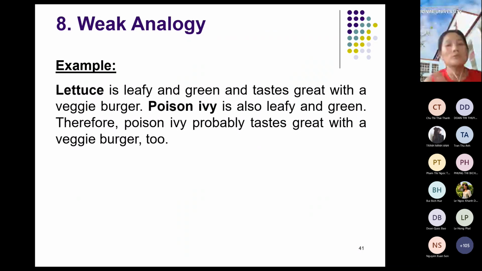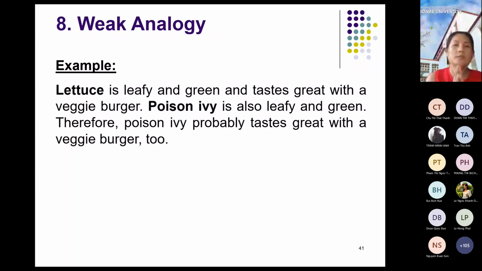You can Google and see what poison ivy means, but for sure the name is like that and it is not edible. But lettuce is something for cooking, for eating. So here we cannot compare something edible with something that we should not eat, because the name is like that. It must be dangerous for our health, isn't it?